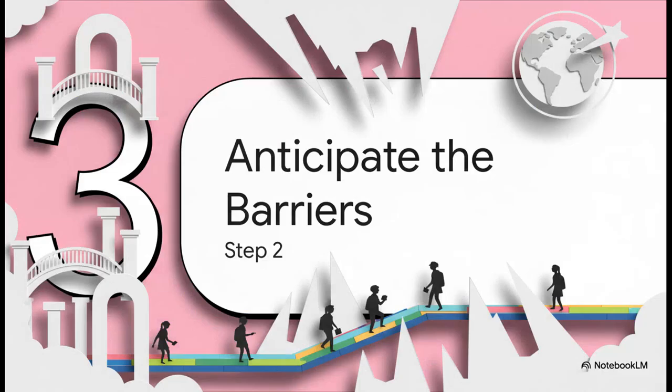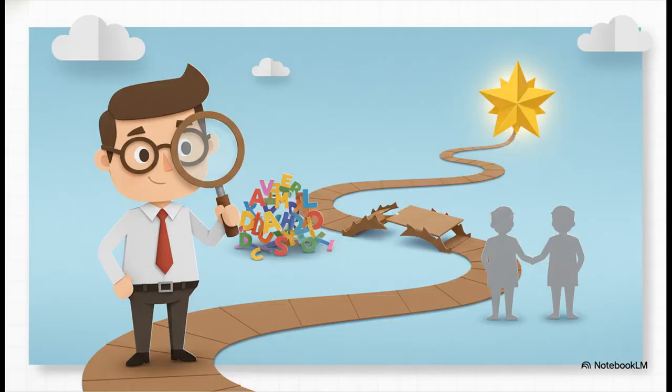All right, so let's move on to step 2. Once you have that firm goal, now you can put your architect hat back on. It's time to anticipate the barriers. What's going to get in your students' way? And I absolutely love this strategy. It's called a pre-mortem. You know how after something goes wrong, you might do a post-mortem to figure out what happened? Well, this is the opposite.